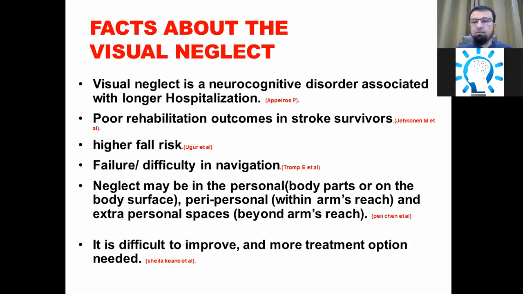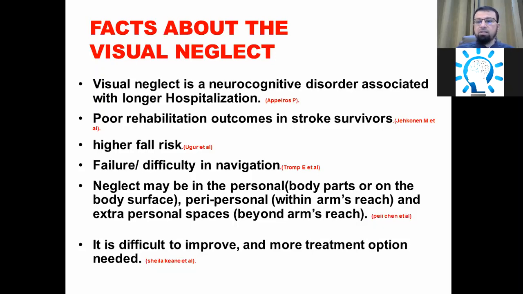The rehabilitation outcome is poor. You will not expect the patient to have huge improvement. They have a higher risk of falls. They have difficulty in navigation because, as we said, neglect is also related to the parietal lobe. So those patients will have a problem with navigation, going back to their room, or going to the area they want to go to.